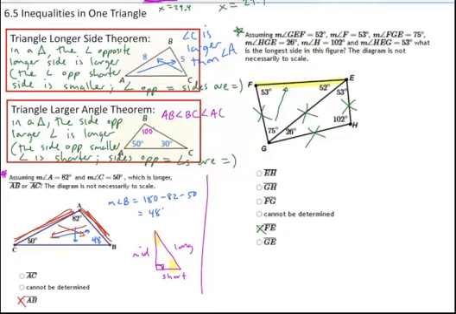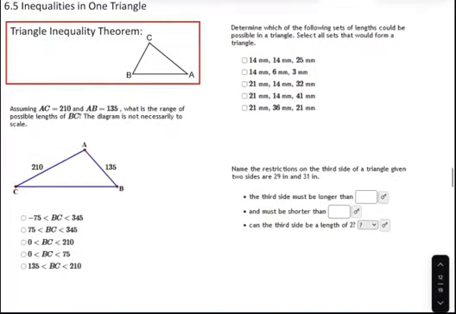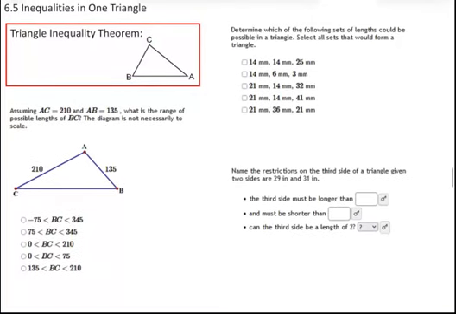All right, so let's look at the final concept here, and then you'll have some time to get your work done. It's still within that same section. We're talking about inequalities that exist within a single triangle. This is called the triangle inequality theorem, which I will generally abbreviate with the triangle symbol and the not equal to symbol. The triangle inequality theorem states that in any given triangle, the sum of any two sides has to be greater than the third side.